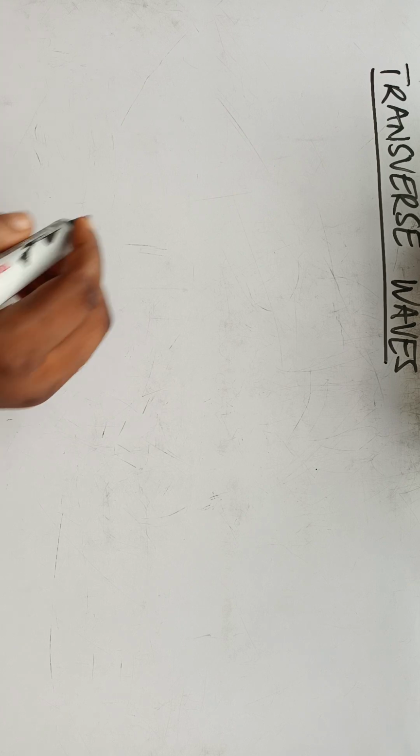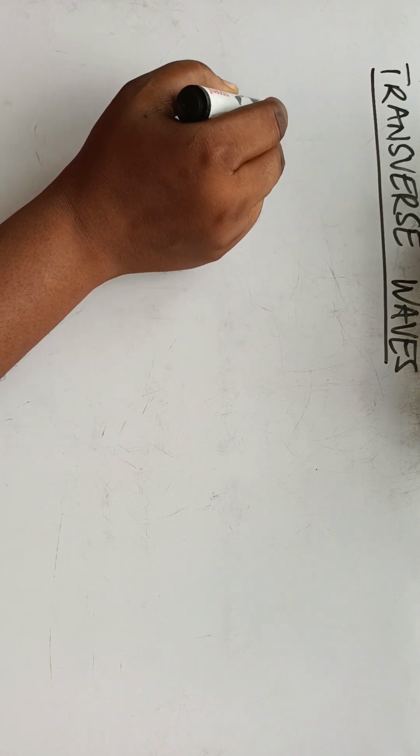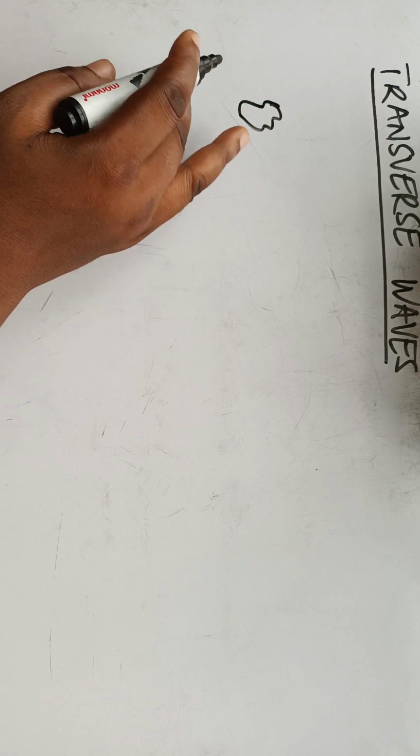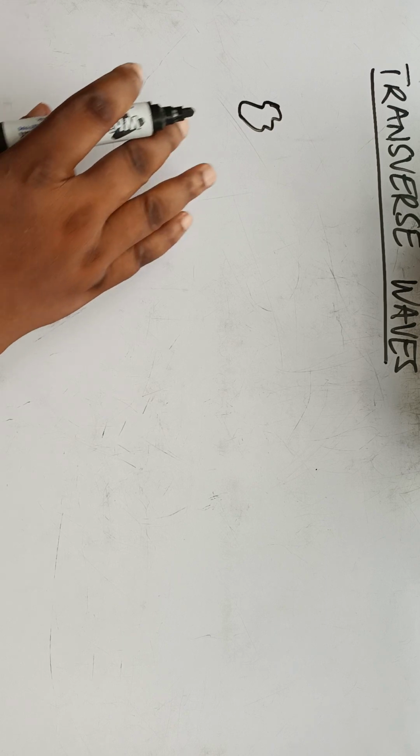I'm saying it again. It is that type of wave in which the direction of vibration of the particles in the medium is perpendicular to the direction of the wave motion. So let's assume we have a particle like that, and this particle is undergoing a vibrational motion. Because this particle is performing a vibrational motion, a wave is produced.